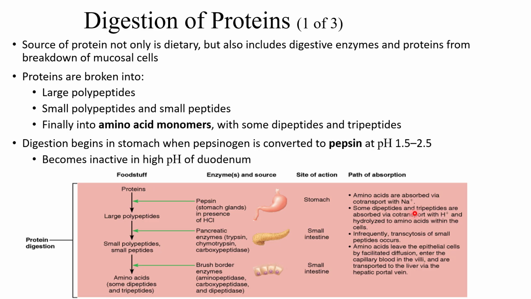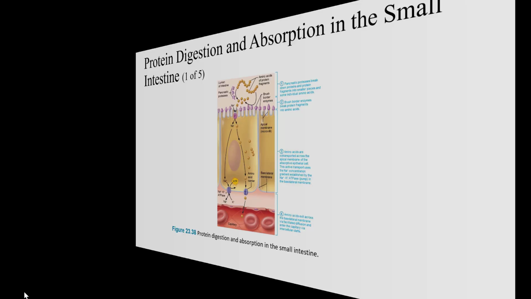They are the ones that are absorbed via co-transport with sodium, and some dipeptides and tripeptides are also absorbed via co-transport with hydrogen ion and hydrolyzed into amino acids within the cells. There's also what you call transcytosis of small peptides, and amino acids leave the epithelial cells by facilitated diffusion, and they enter the capillary blood in the villi and are transported into the liver via the hepatic portal vein.